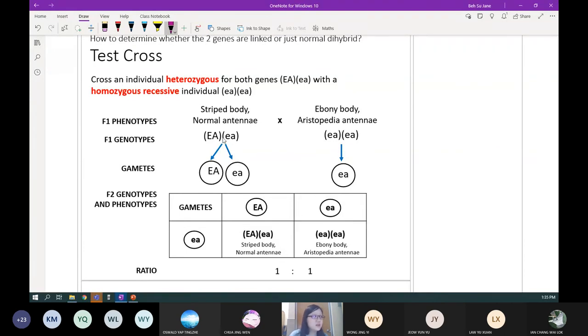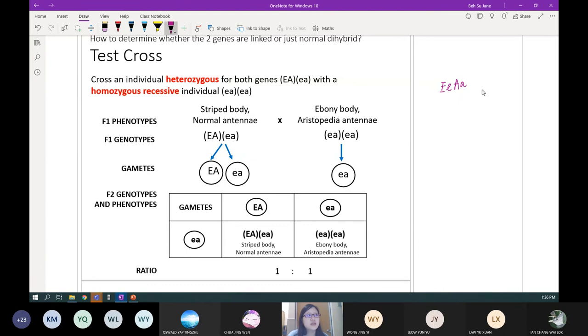This is the source of the different ratio, right? Because the bracketed ones will always stay together as one gamete. So the resulting phenotype is just 1-to-1. Now imagine, I don't need you to draw a diagram because it's just way too complicated, but imagine if it's dihybrid.